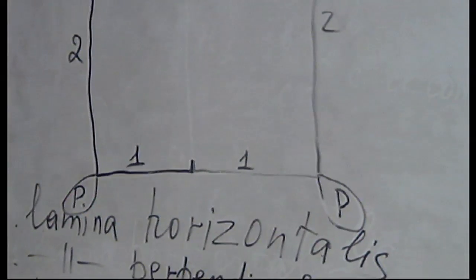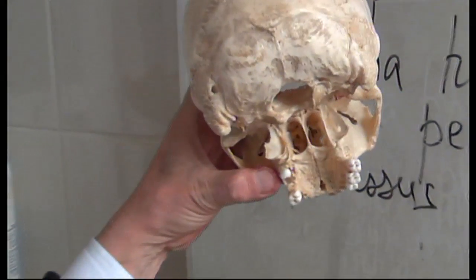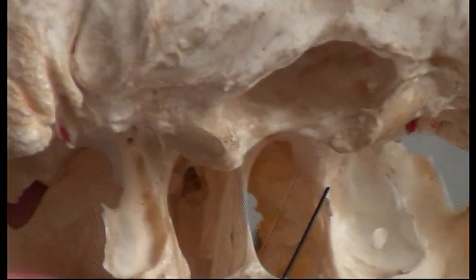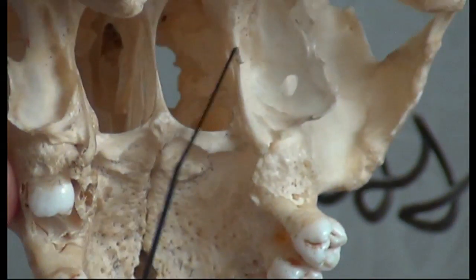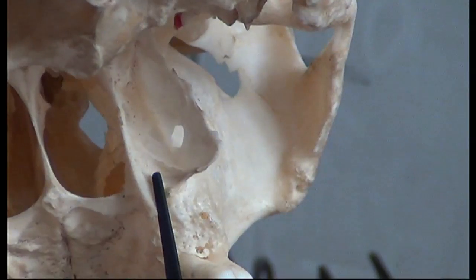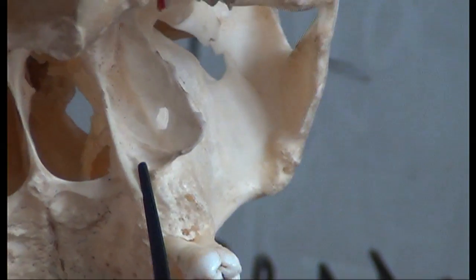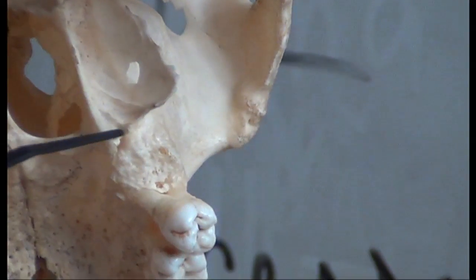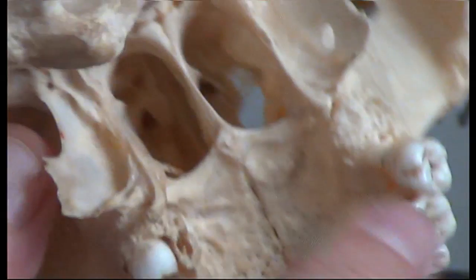But now I'd like to demonstrate to you a skull at the same place. Here it is. Lamina medialis, processus pterygoideus. And here it is, lamina lateralis, processus pterygoideus. And where is the incisura pterygoidea? We can't see it. Why? Why is there no incisura pterygoidea here, like in a separate bone?